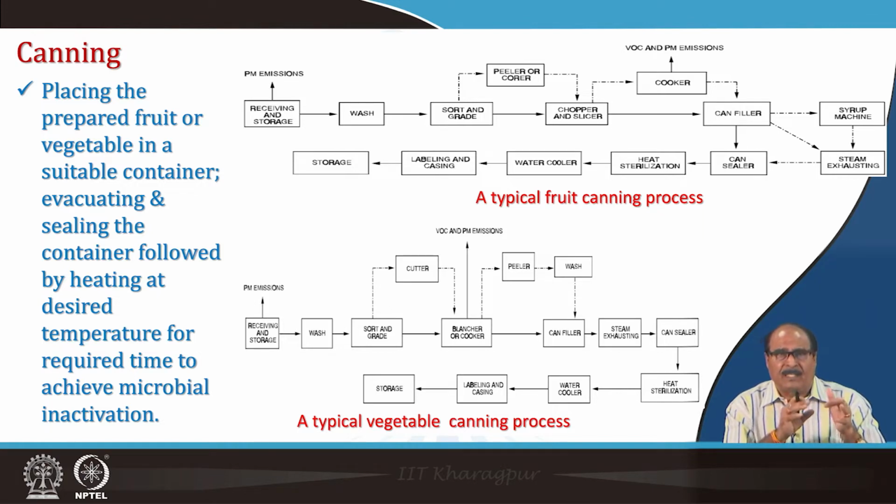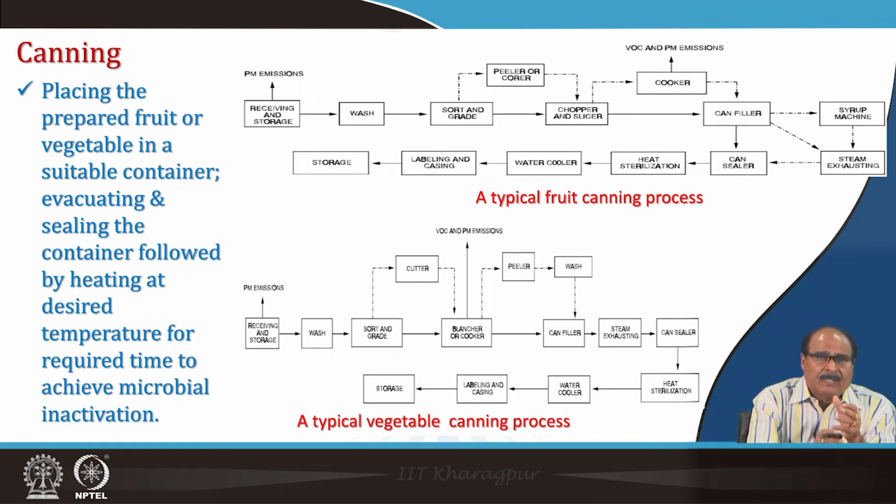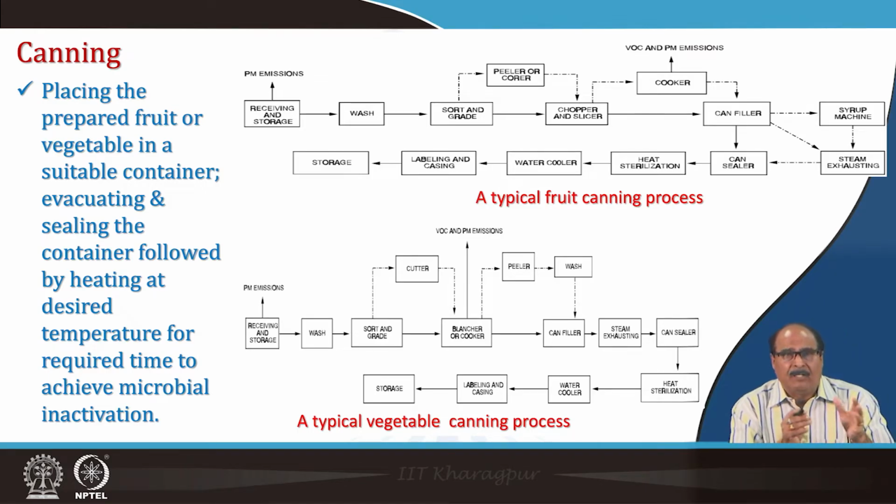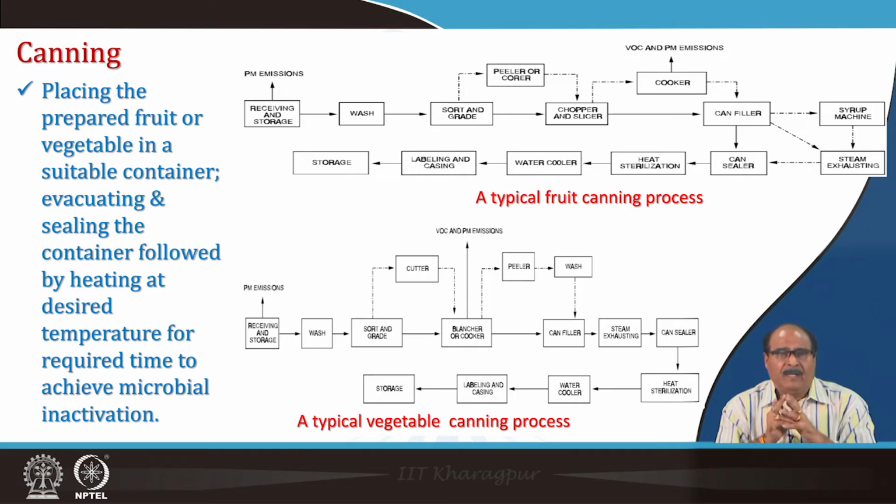The traditionally used sterilization process is canning. In canning, what is done? The material in prepared form, that is the fruits or vegetables, is placed in a suitable container, maybe a glass bottle, glass container or metal can. The container is evacuated and sealed, and then it is subjected to a desired heat process, that is heated at the desired temperature for the required time to get the required microbial inactivation.